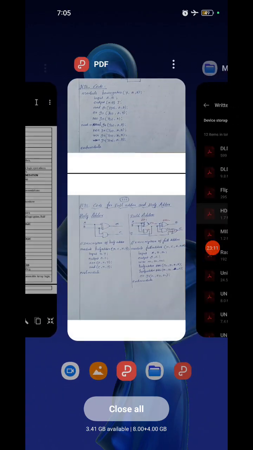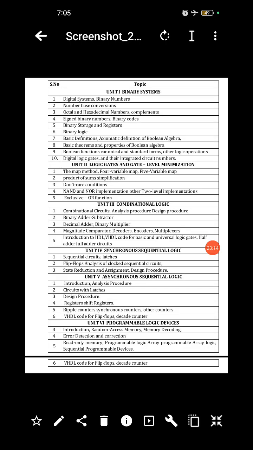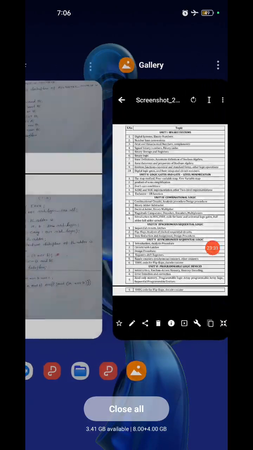So next we are going to see unit 4. Unit 4 is a very small unit. Okay, synchronous sequential logic. So sequential circuit, latches, flip-flop, then analysis of clocked sequential circuit. Okay, and design of synchronous clocked sequential circuit and state reduction, state assignment. These are the topics available in unit 4.